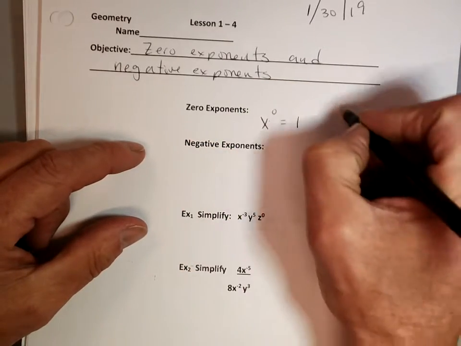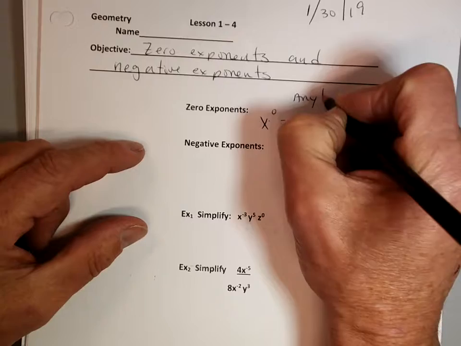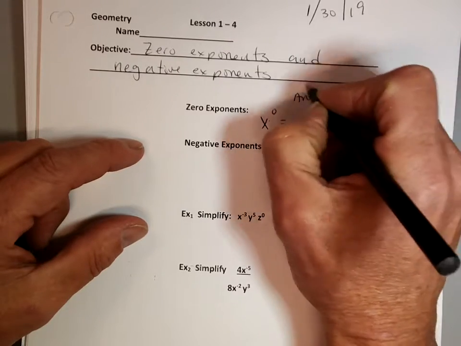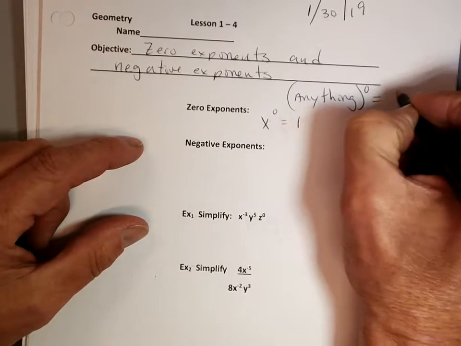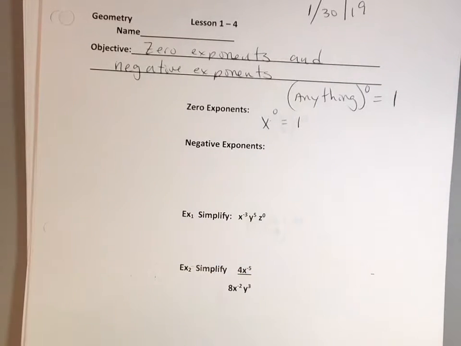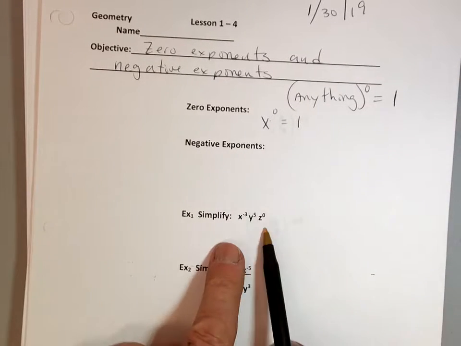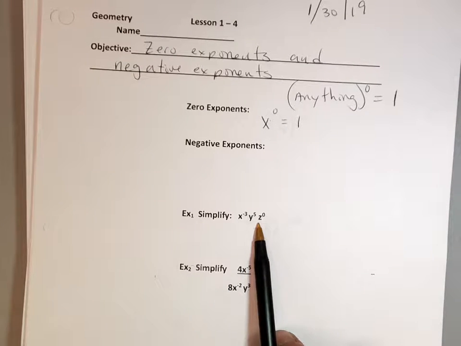So anything to the 0 power is always just the number 1. It's just 1, like the number 1. Does that make sense? So we see anything to the 0 power. For instance, in example 1, I've got a z to the 0. I'm just going to make that the number 1, okay?